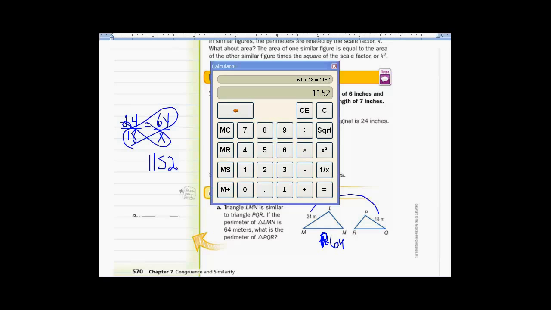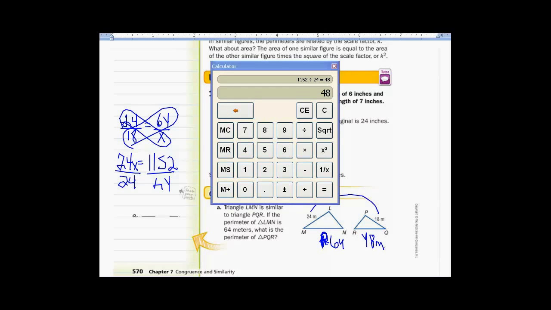64 times 18 is 1,152. 24 times x. So I'm going to divide both sides by 24. 48 is our perimeter of the smaller one, 48 meters.